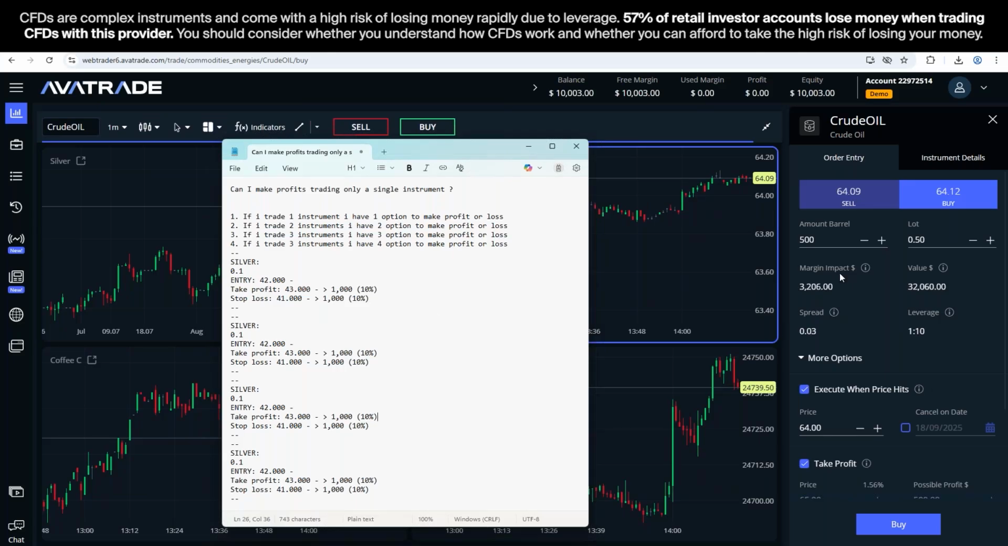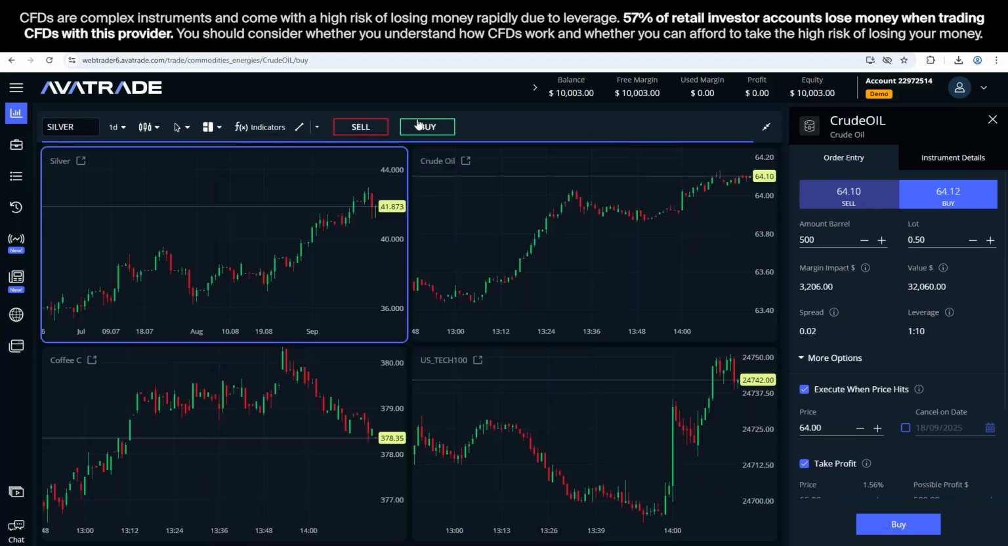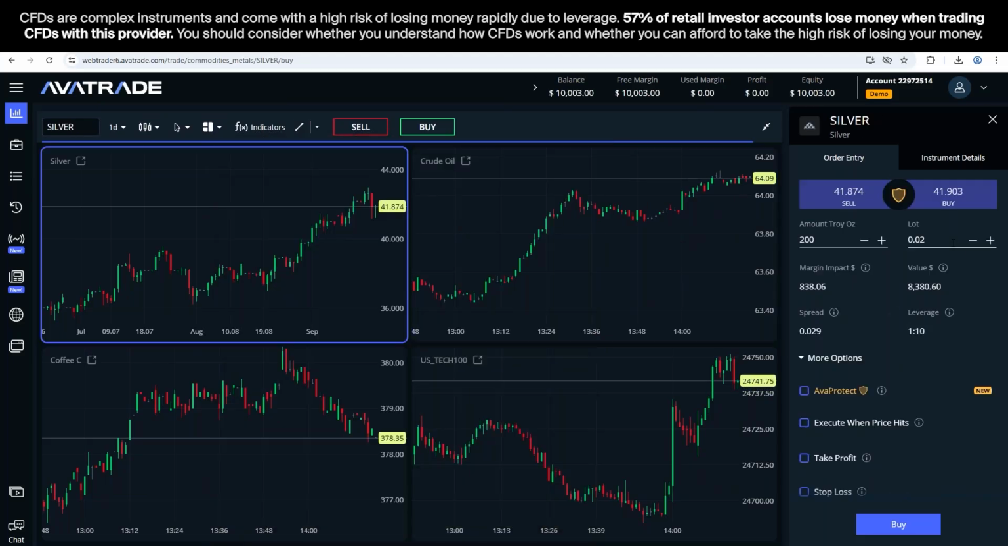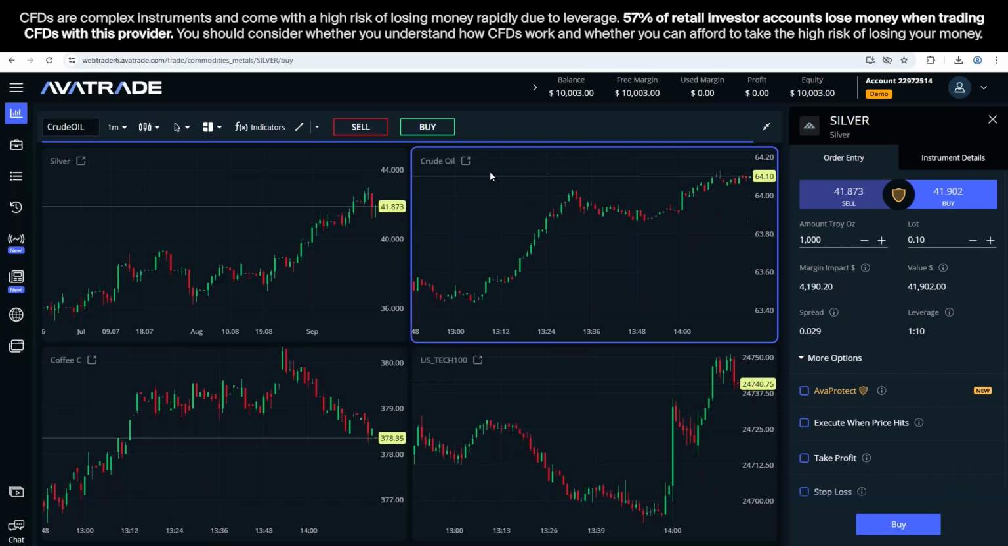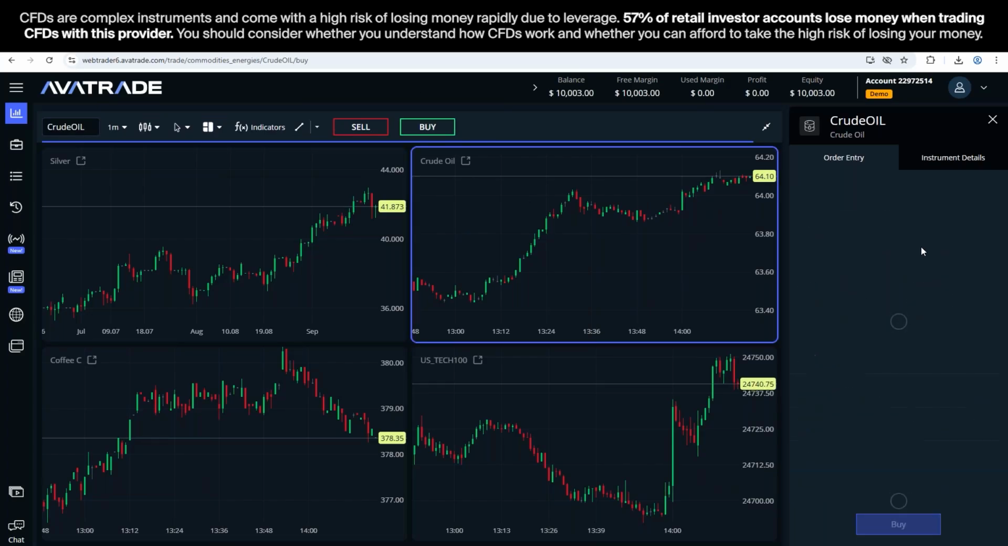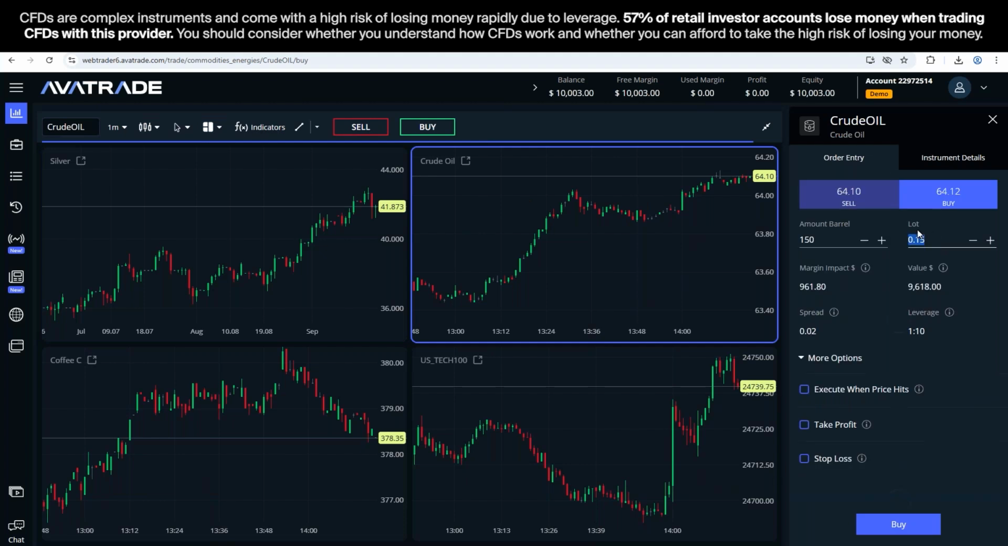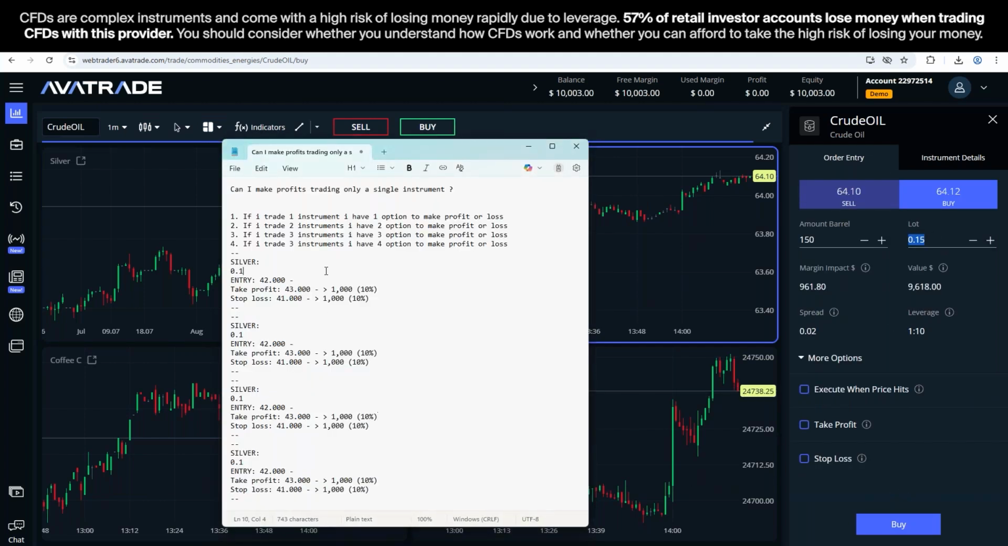Now, one thing that I didn't write is the margin requirement. I hope that you notice my margin requirement for silver to take this position. Let me just show it to you again. Was 4,000. Now I'm clicking on oil. I'm clicking again on buy. So we've got 4,000. Let's write it down here. 4,000 margin requirement.